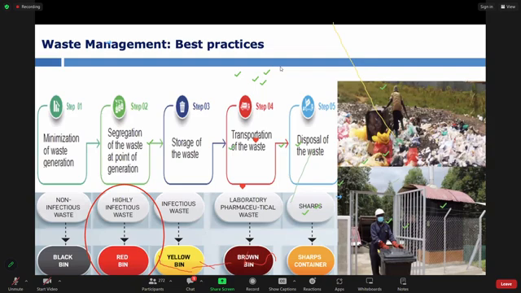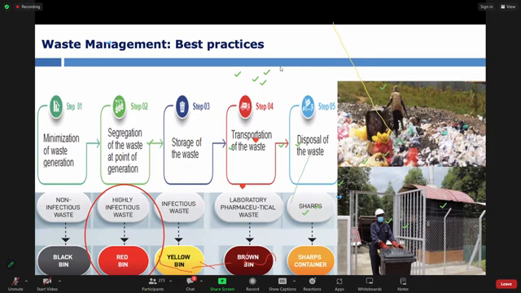We begin with minimization. You realize that you need to minimize generation of waste. For example, the bio bottles that normally carry the samples can be reused upon proper decontamination using 0.5% bleach with adequate contact time of 10 to 15 minutes. Key to note, the syringes, the needles, and the surgical blades should not be reused.